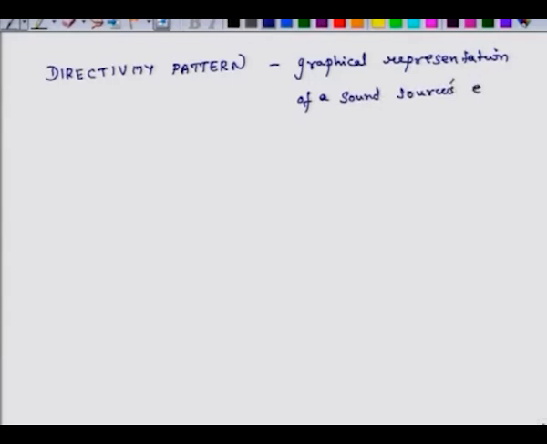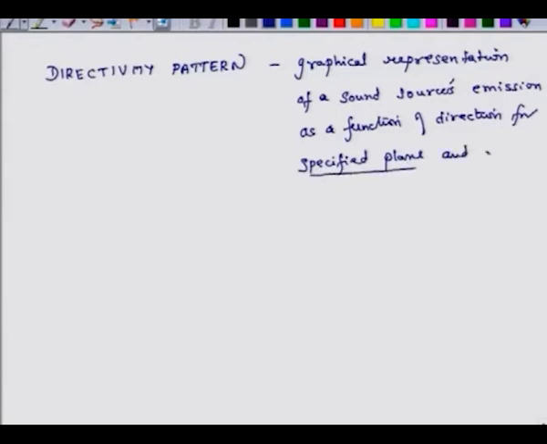A directivity pattern is a graphical representation of sound source emission as a function of direction for a specified plane and at a specified frequency.